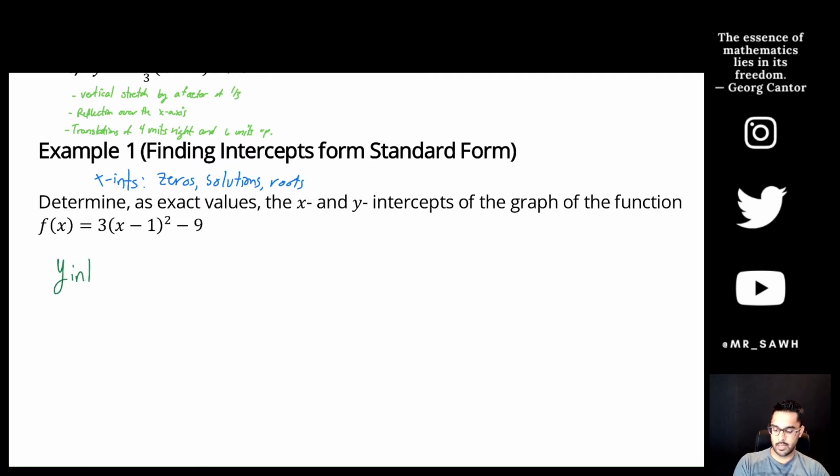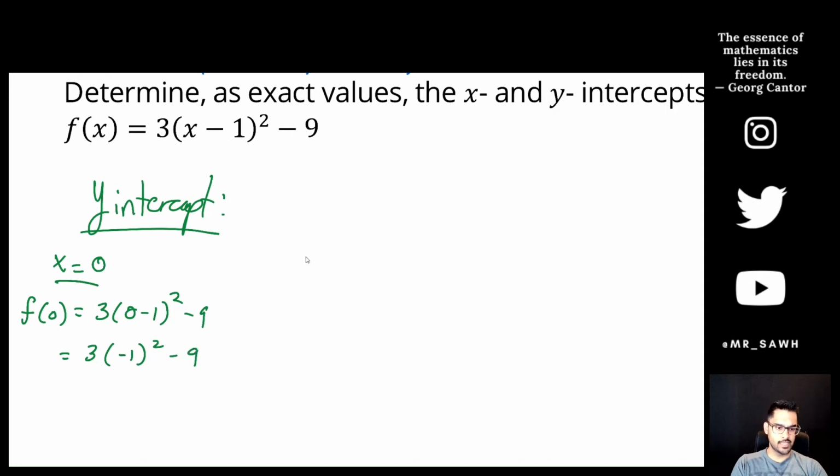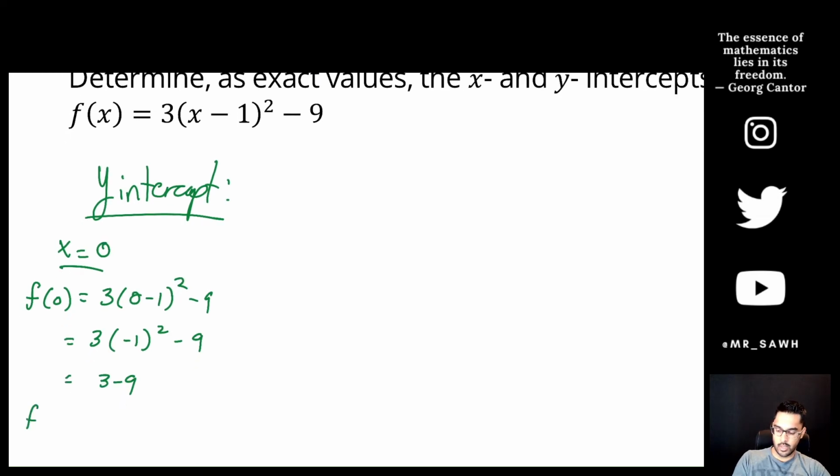Okay, so the y-intercept. Every single one of them has the same thing in common in the sense that x has to be equal to 0. So we'll take our function f, we'll put in 0 for x, the input, and we can solve for y pretty easily. So 0 minus 1 is minus 1, it gets squared, you've got a minus 9, so negative 1 squared is 1, times 3 is 3, so 3 minus 9, and your intercept is going to be negative 6. So therefore, when x is 0, y is negative 6.